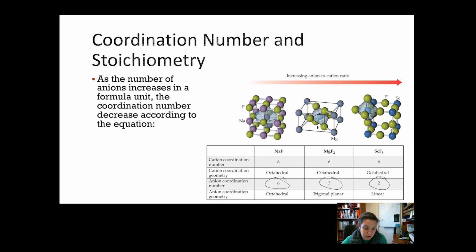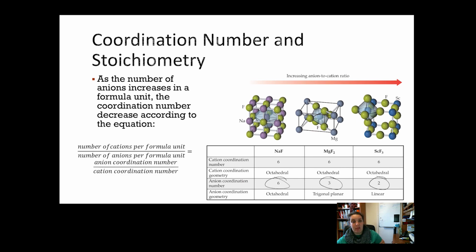We can determine what effect that'll have by looking at this formula right here. The number of cations per formula unit divided by the number of anions per formula unit will equal the anion coordination number divided by the cation coordination number. So if you have 3 of these pieces of information, you can figure out the next. You're looking at your formula unit itself. In this case, we'd have 1 to 1, so our cation and anion coordination numbers will be equal. Here we have 1 to 2, so we're going to decrease our anion coordination number, and then 1 to 3, decrease it even further.